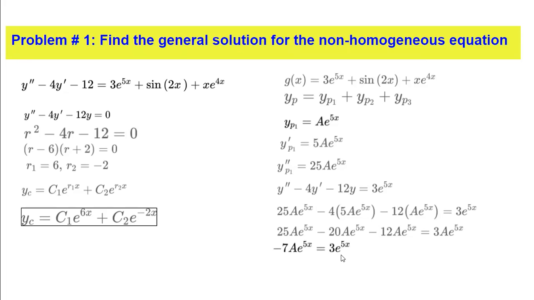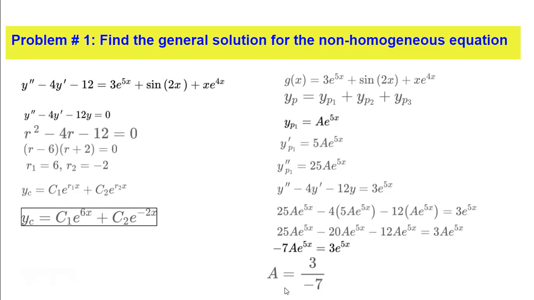We can clearly see that e to the 5x will cancel e to the 5x, so we are left with minus 7a equal to 3. So dividing both sides by minus 7, we have a equal to 3 over minus 7 to be our determined coefficient. Since we have determined the undetermined coefficient, it means that our guess was quite correct.